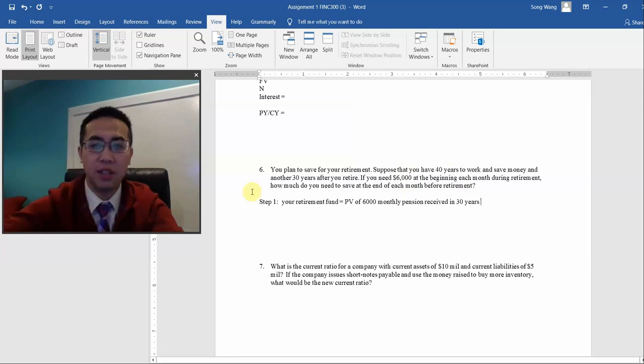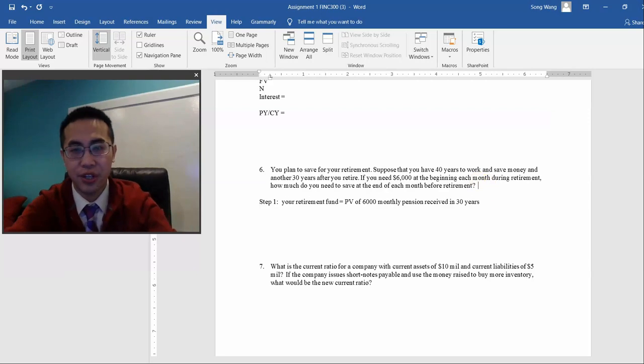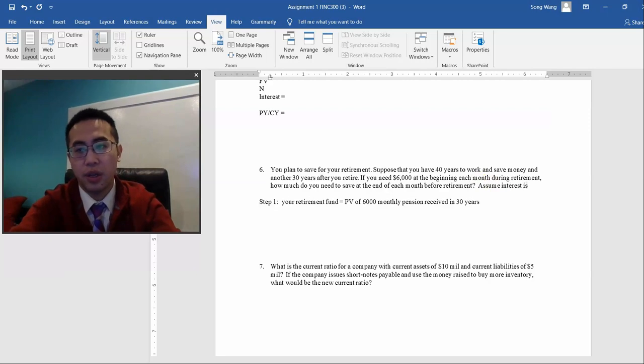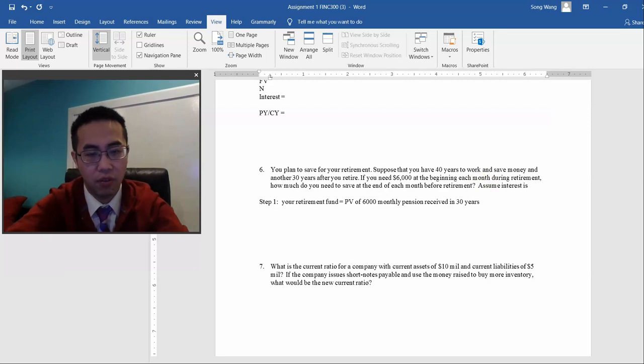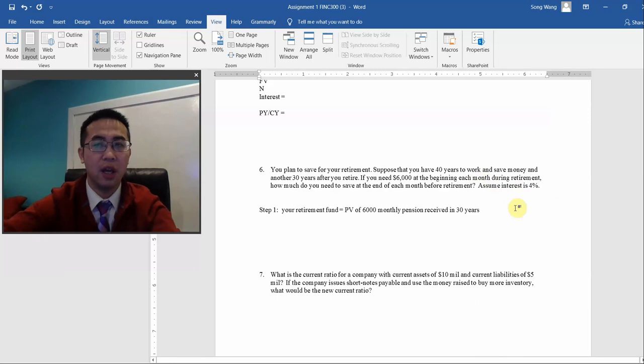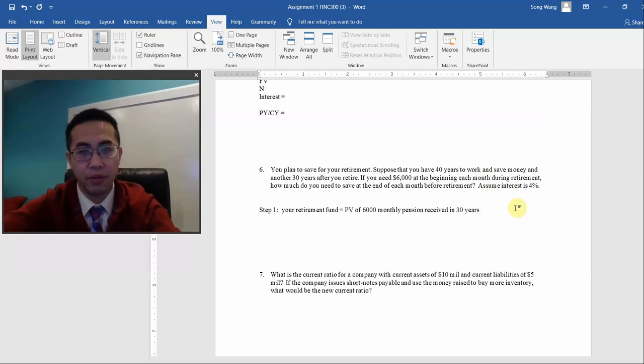And I forgot to mention the interest rate. So assume interest rate is 4%. Okay, assume interest rate is 4%. So to make it complete, I'm sorry about this mistake. For those of you who have already submitted it, just redo the work and resubmit it, and I wouldn't deduct any points for that.